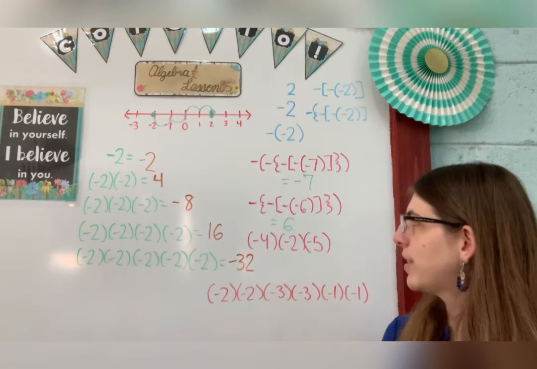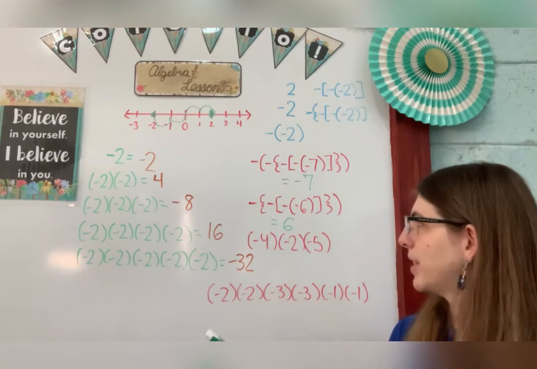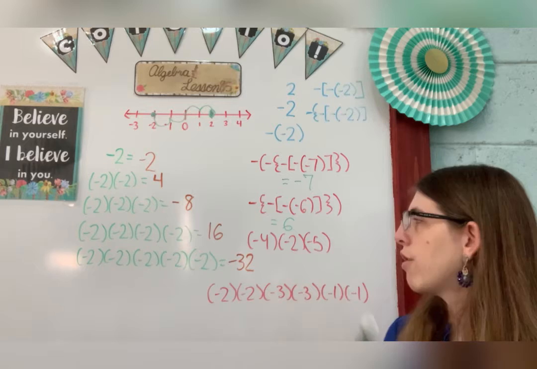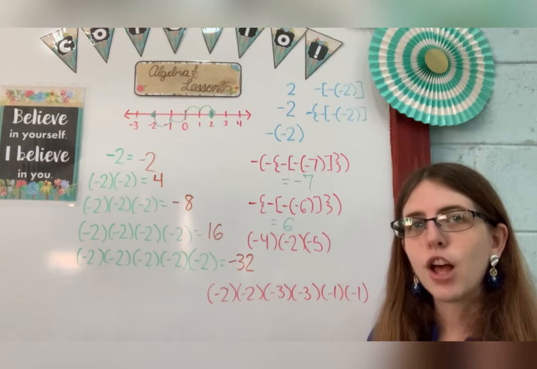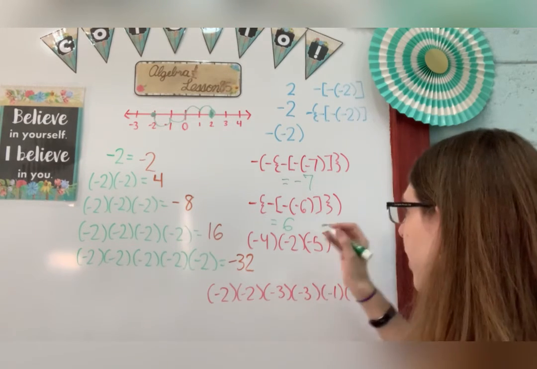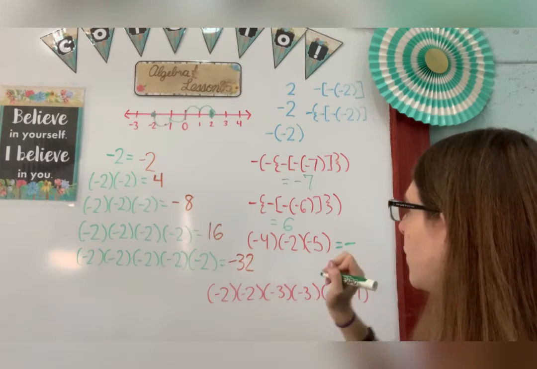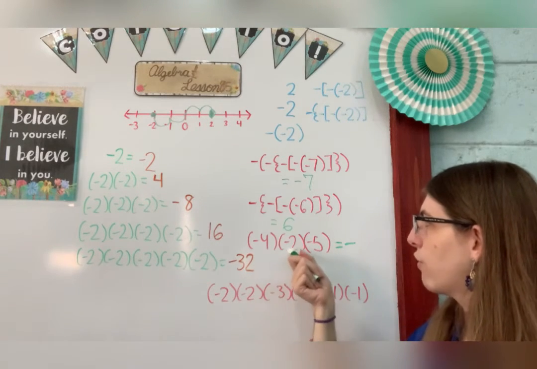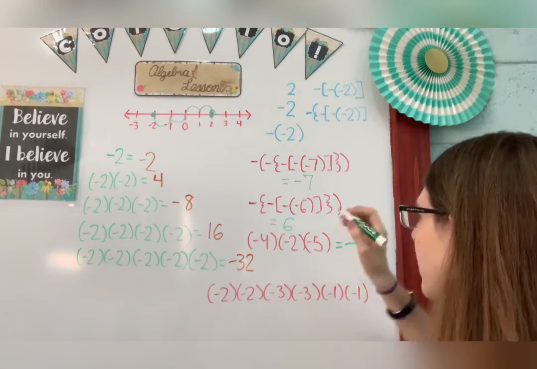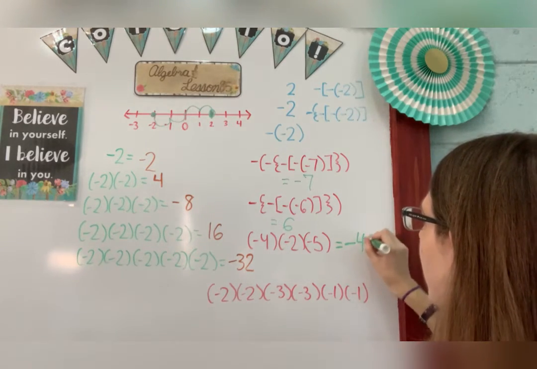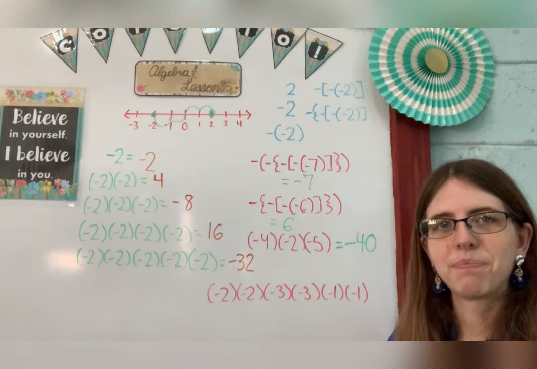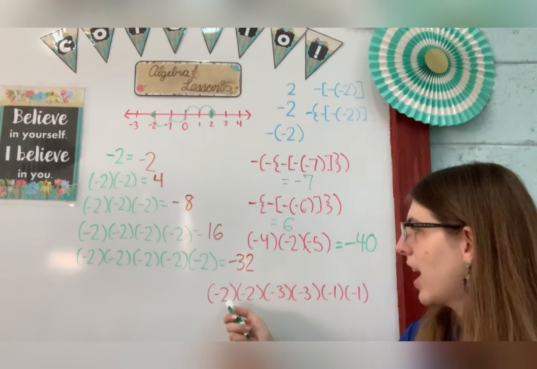Okay, so I can use that now to solve multiplication problems. I have 1, 2, 3 negative signs. So that means that my answer, I know automatically, is going to be negative. So now I can just focus on the numbers. 4 times 2 is 8. And 8 times 5 is 40. -40.